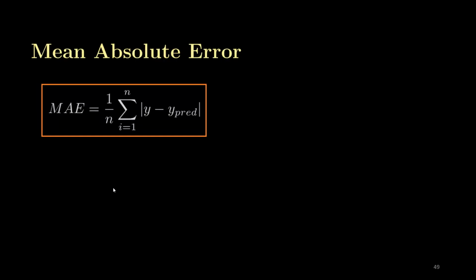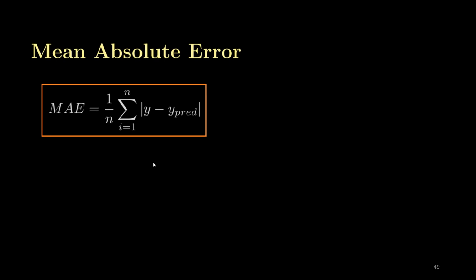The next metric is mean absolute error. We can see that the error is the difference between the observed value, the target value, and the predicted value. And here we are calculating the absolute value of the error. This is the mod. Mod represents the absolute value of the error. And after calculating the absolute value, we are calculating the mean of the absolute error.